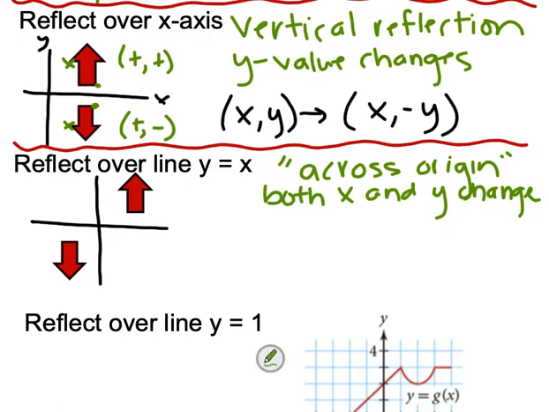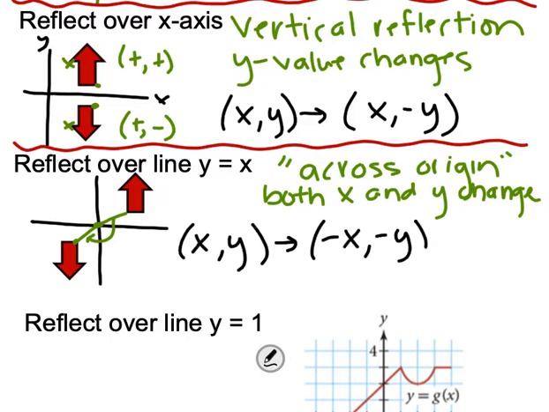You could think of it as if there was kind of a spinner from the origin going here, it would spin 180 degrees, and that's where it would land. So when you write the rule, you take any point on the original, and if both the x and the y change, you do the opposite of both of them. So for example, if your original was 5, negative 3, your reflected image would be negative 5, positive 3.